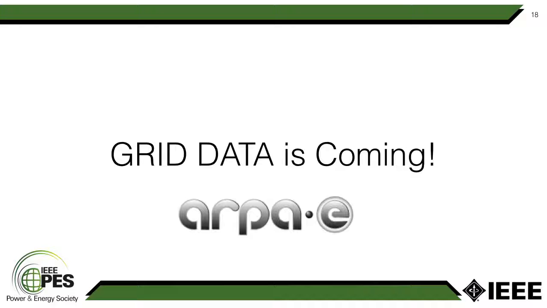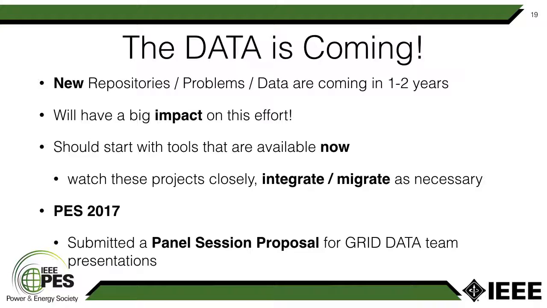The last point that came up in this discussion was the fact that the grid data project by ARPA-E is coming. We're expecting in the next 1 to 2 years new repositories, new problems, and new data coming that will all be very valuable to this kind of effort. So it was recognized that we should watch these projects closely and potentially integrate or migrate to them as necessary. But it was also noted that we should start now with tools that are available. So we'll be watching this space, but we can start using GitHub right away.